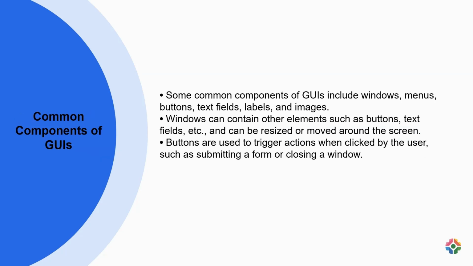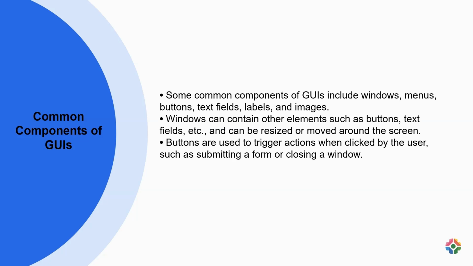Graphical user interfaces, GUIs, consist of various elements like windows, menus, buttons, text fields, labels, and images. Windows serve as containers for elements like buttons and text fields and can be adjusted in size and position on the screen. Buttons are interactive elements that execute actions when clicked, like submitting a form or closing a window.